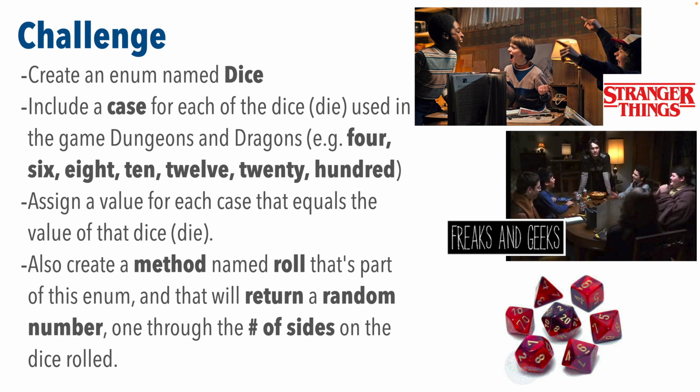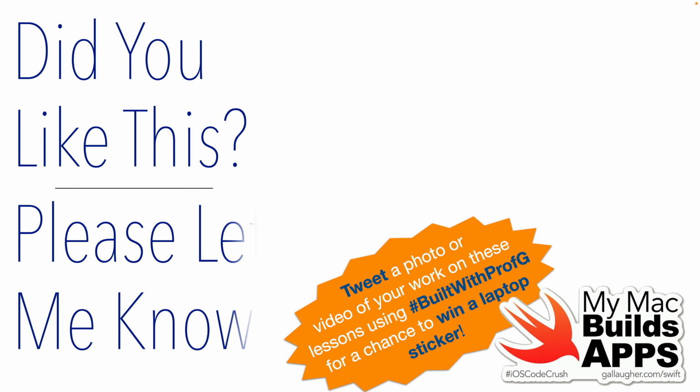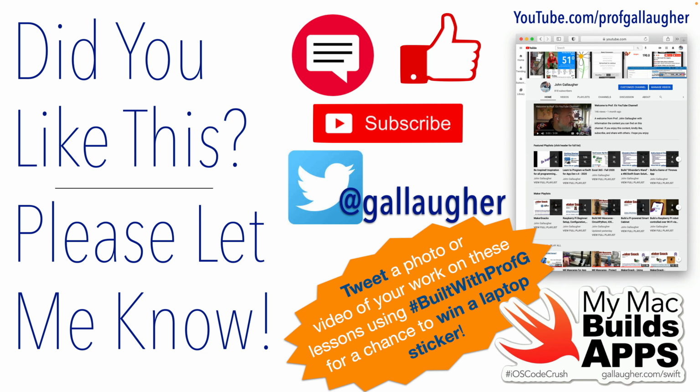Now create a method named roll that's part of this enum, and that when called will return a random number 1 through the number of sides of the dice rolled for the value that's in that enum. Give this a shot, Swifter, and we'll show the answer in the next lesson. Keep hacking!